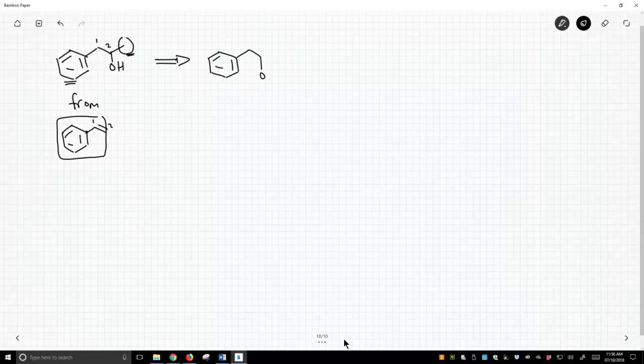So there's our tetrahedral intermediate. And of course that would react with water to form our final product. And we form this tetrahedral intermediate by attacking a carbonyl with some kind of organometallic nucleophilic species.